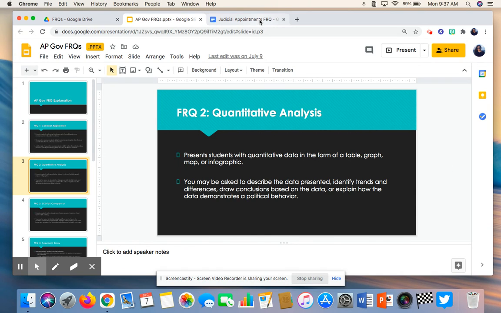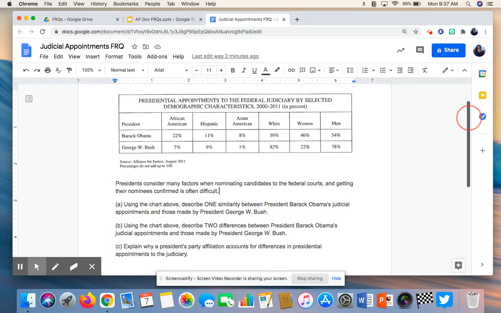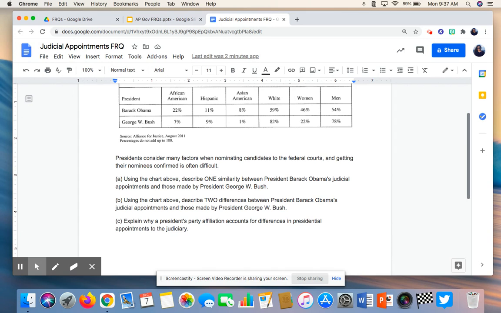Okay, so let's look at the FRQ that you are going to be doing. This is about judicial appointments, or presidential appointments to the federal judiciary. We've been talking about the judicial unit, how the president is going to nominate justices to the federal court system. It says presidents consider many factors when nominating candidates to the federal courts, and getting their nominees confirmed is often difficult. So we know that the president has to nominate justices and the Senate has to confirm them.